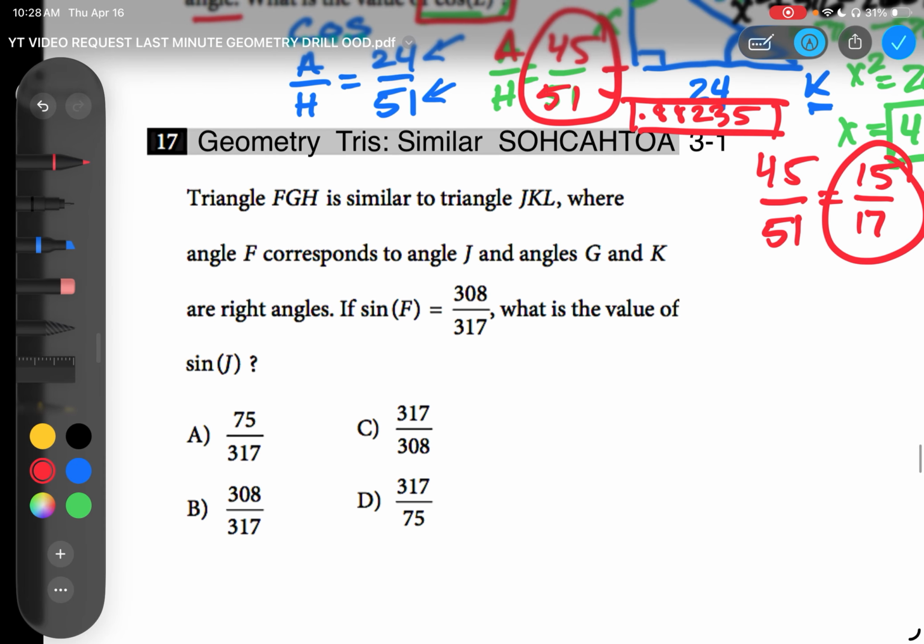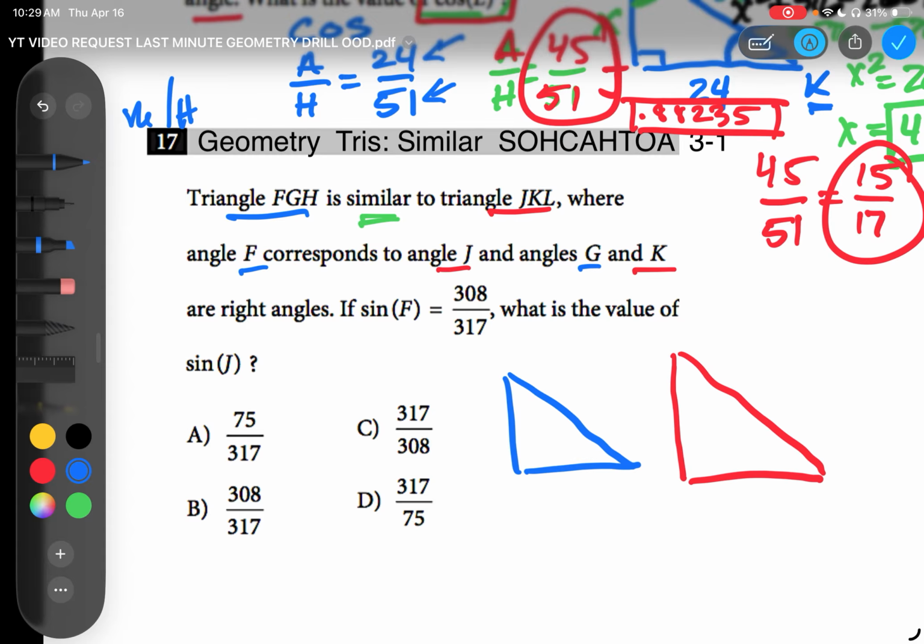Question number 17. Now, this is a borderline medium hard question. Let's be careful. When we know we're there, we got to be careful with side measurements. Triangle FGH is similar. Now they're combining several rules of SOHCAHTOA and similar triangles, similar to JKL, where F corresponds to J and angles G and K are right angles. All right, let's draw carefully. I'm going to draw my right triangles. Since they are similar, I'll draw one a little bit bigger than the other.